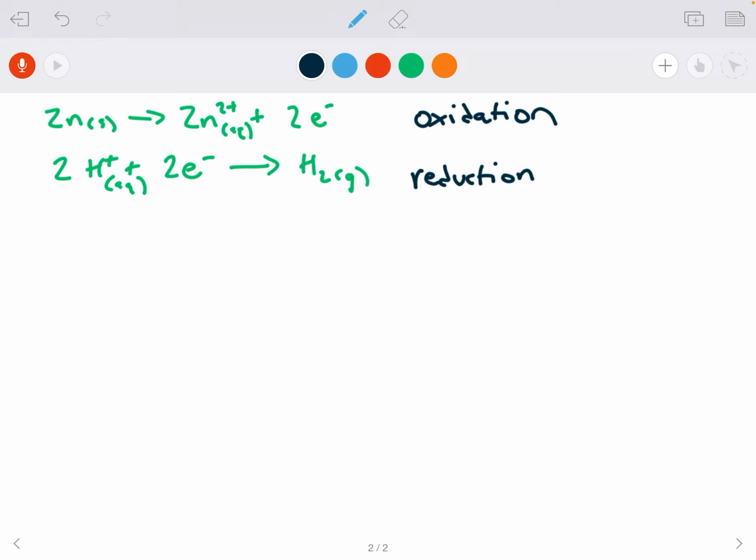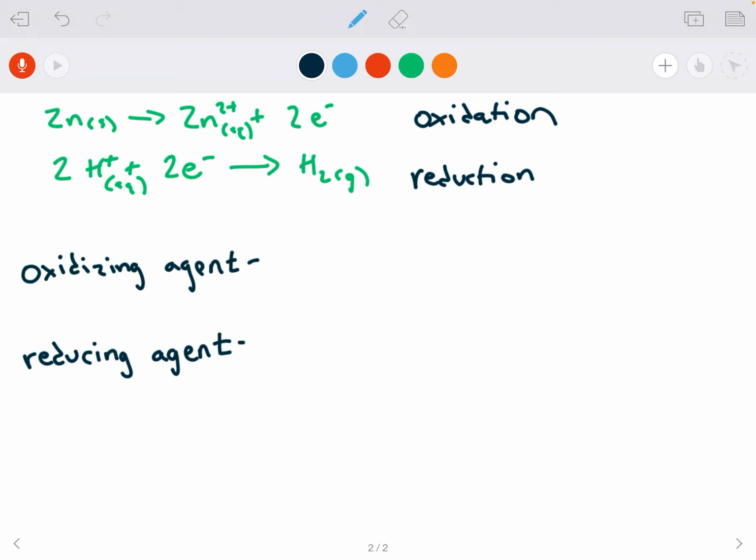Now the last thing I want to discuss with this is, okay, we figured out what is being oxidized and what's being reduced. But there's another term that you're going to encounter, and that is oxidizing agent, and then reducing agent. This is where sometimes people get a little thrown off. The oxidizing agent is actually the species that is reduced. So in this case, the oxidizing agent is H+.